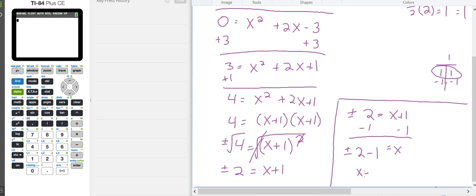This means that x is equal to positive 2 minus 1, and x is also equal to negative 2 minus 1. Positive 2 minus 1 is positive 1. Negative 2 minus 1 is negative 3. That means that this parabola would cross the x-axis at x is equal to positive 1 and at x is equal to negative 3.